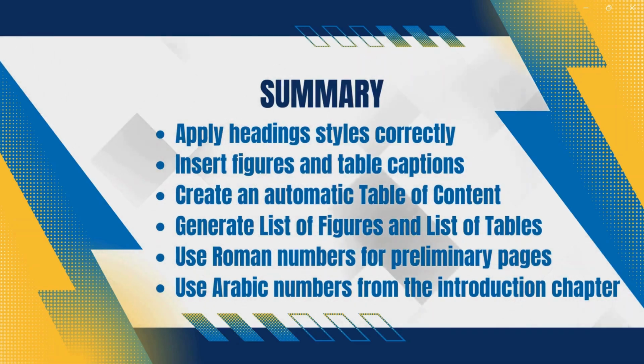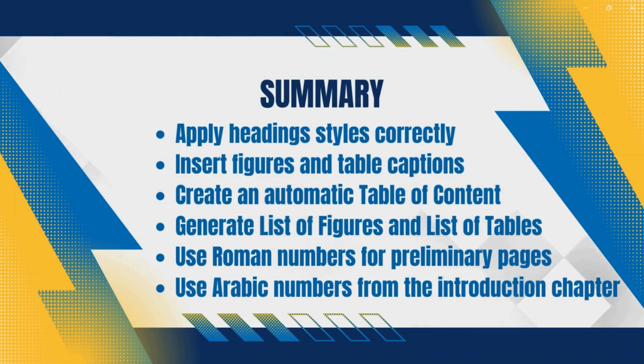Let us quickly recap everything we learned today. First, apply heading styles correctly. Second, insert figure and table captions. Then create an automatic table of contents. Then generate a list of figures and list of tables. Use Roman numbers for preliminary pages. Then use Arabic numbers for the introduction chapter. By following these steps, your document becomes organized, professional and academically correct.